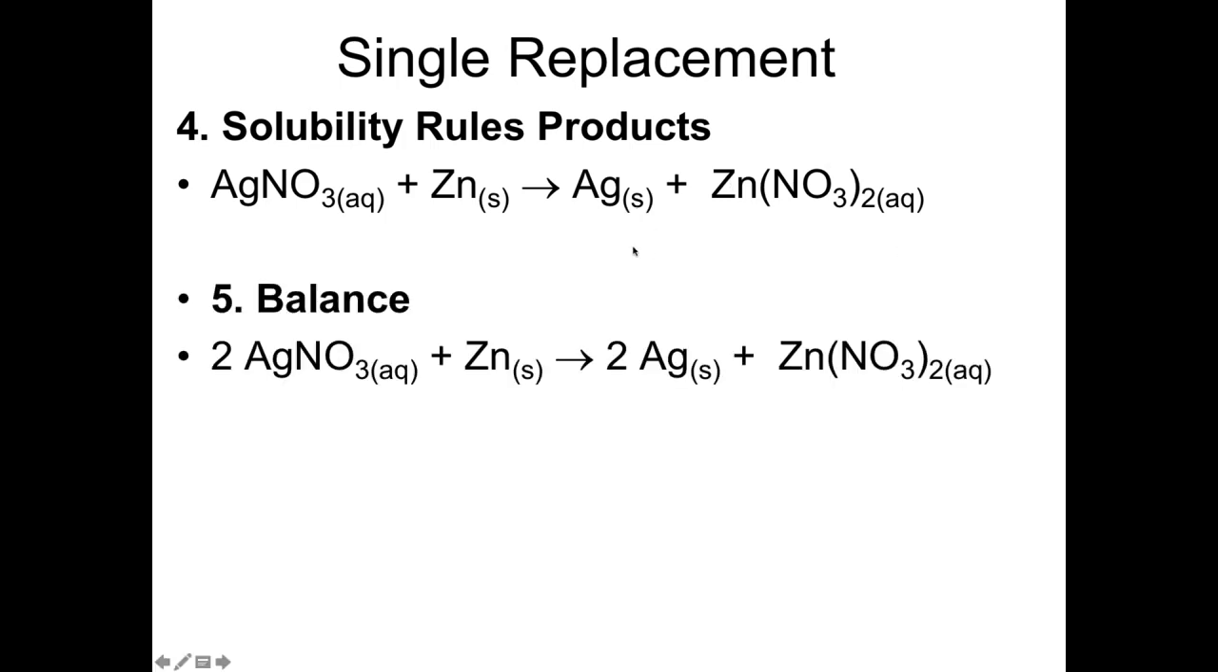Then we balance the equation. The only thing we need to balance this equation is to put a 2 in front of the silver nitrate and a 2 in front of silver to balance the 2 nitrates that we get attached to zinc.